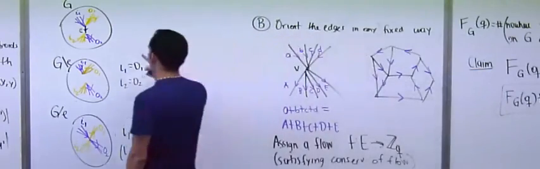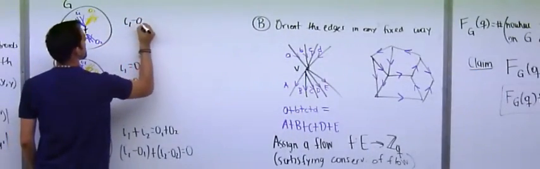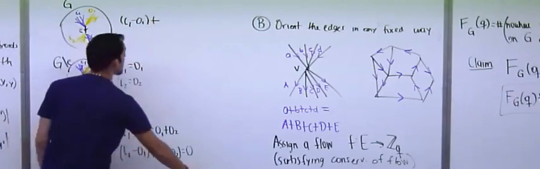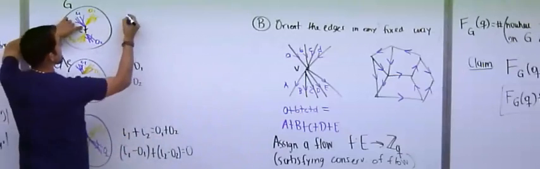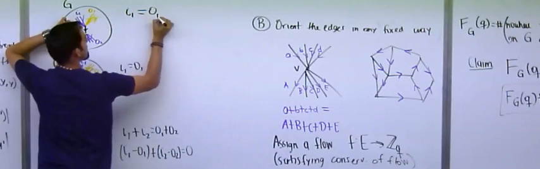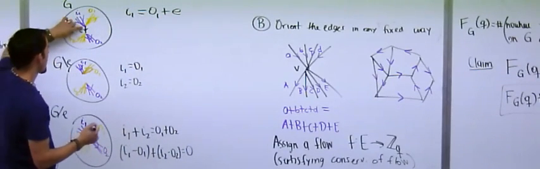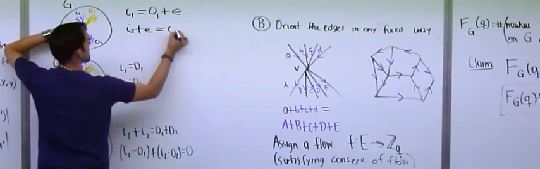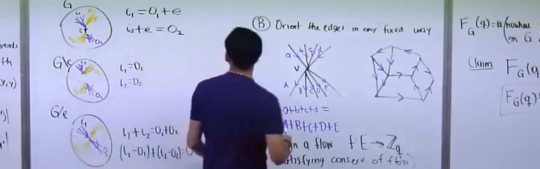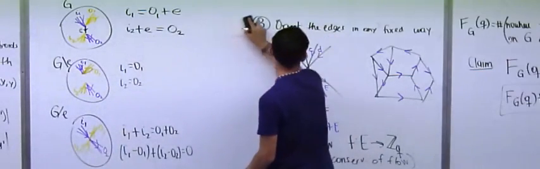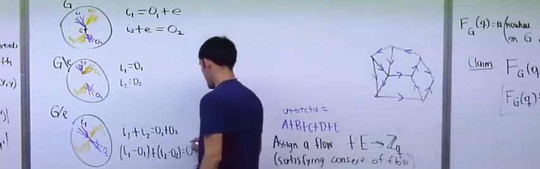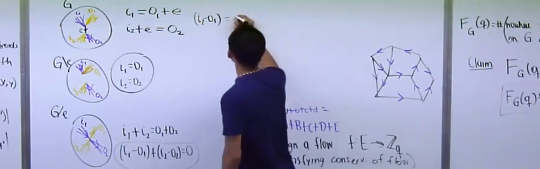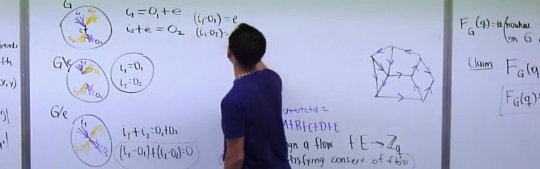Okay. And what do I need here? To have conservation at this vertex, I need that the flow going in is equal to the flow going out. And to have conservation at the second vertex, I need that the flow going in, I2 plus E, should be equal to the flow coming out. In other words, here I need this, and here I can rewrite this as I1 minus O1 is equal to E, and I2 minus O2 is equal to minus E.